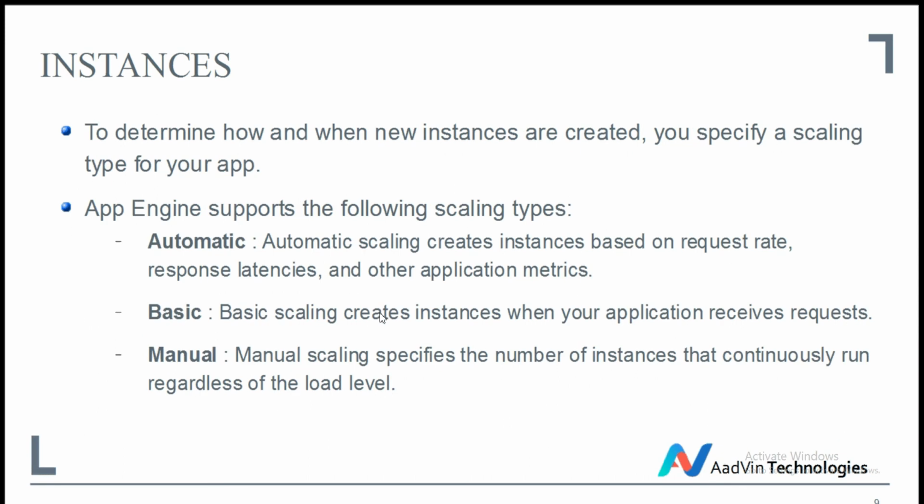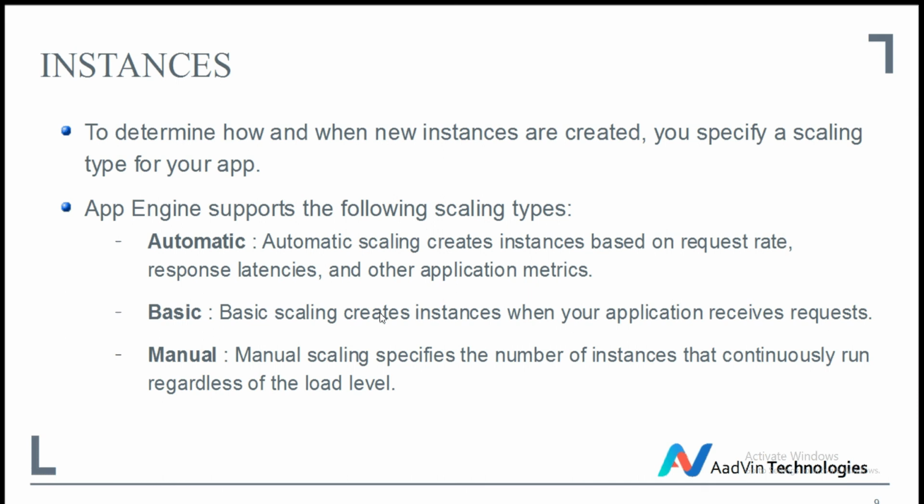Then to determine how and when new instances are created, you specify a scaling type. So we have to specify the scaling type, that is, when and how the scaling should happen, when new instances should be created. App Engine supports the following scale types. Different scale types are there, like automatic, basic, and manual.